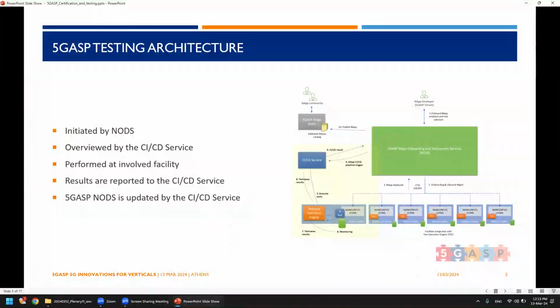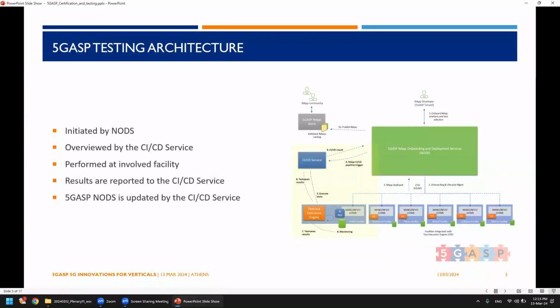The highlighted area starts with nodes that initiate the testing process, communicating with the testing master entity, which is the CI/CD service. The testing process over its whole span is overseen by this CI/CD service. This is the service that notifies nodes that the underlying tests have been successfully executed, so as to continue with the pipeline, which normally is the certification and the exposure at the 5GASP marketplace.